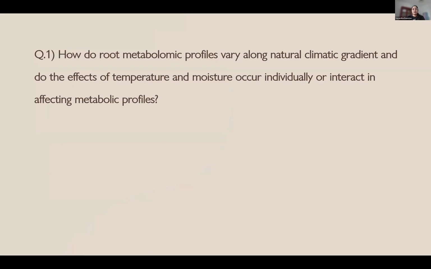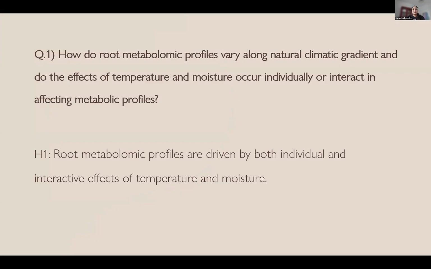So my first question is, how do root metabolomic profiles vary along natural climatic gradient, and do the effects of temperature and moisture occur individually or they interact in affecting metabolic profiles? And my hypothesis is that root metabolomic profiles are driven by both individual and interactive effects of temperature and moisture. Given that temperature is the primary limiting factor affecting plants in alpine regions, therefore the effect will be stronger.